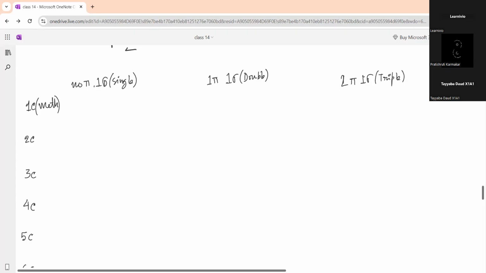For 1 carbon, it was meth. For 2 carbons, it was eth. For 3 carbons, it was prop. Then we had but, pen, and hex.